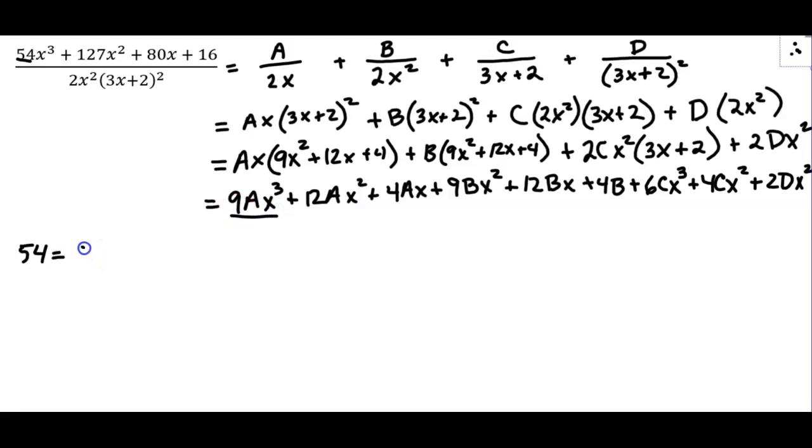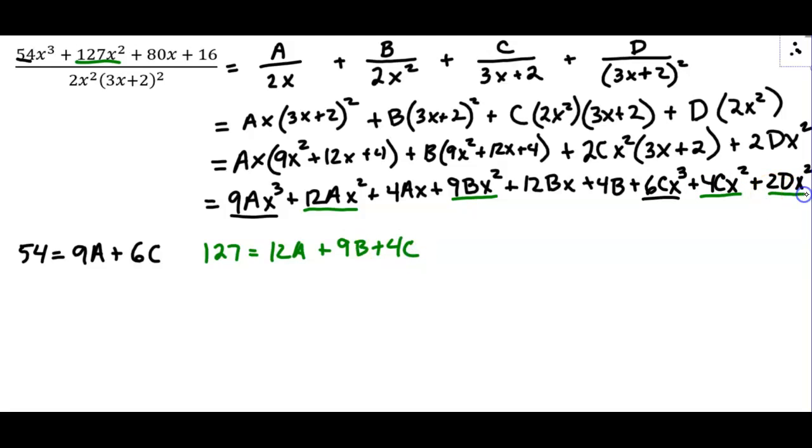So 9a plus, I think there's another one, 6c. Okay, let's switch colors. And we'll say the 127. Kind of a 127 that's messing things up. So these are the x squared terms. 12a plus 9b plus 4c plus 2d.